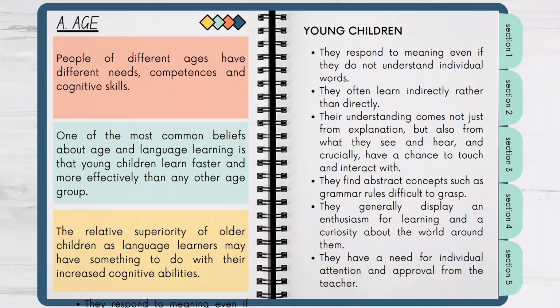People of different ages have different needs, competences, and cognitive skills. We might expect children of primary age to acquire much of a foreign language through play, for example, whereas for adults, we can reasonably expect a greater use of abstract thought. One of the most common beliefs about age and language learning is that young children learn faster and more effectively than any other age group.